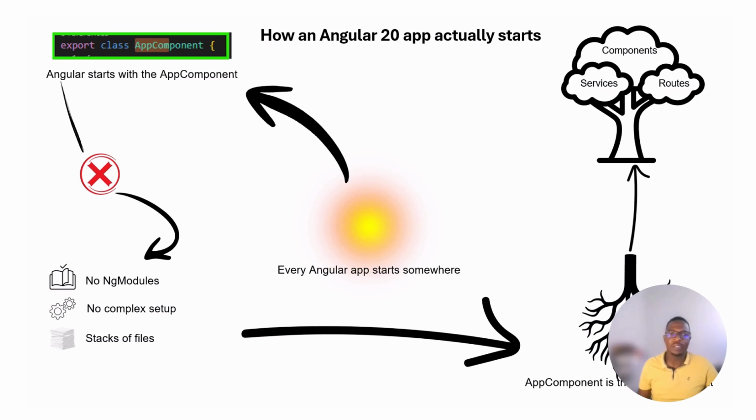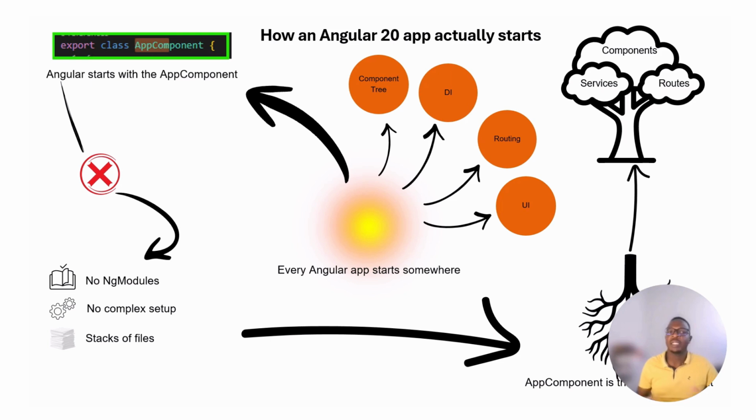Once Angular bootstraps this component, it begins building the entire application around it. It creates such things as the component tree. It sets up the dependency injection. It loads routes. It renders the UI, all starting from that single root. That is a very important shift in how Angular works today. In older versions, modules were treated as the center of the application, but modern Angular no longer thinks that way.